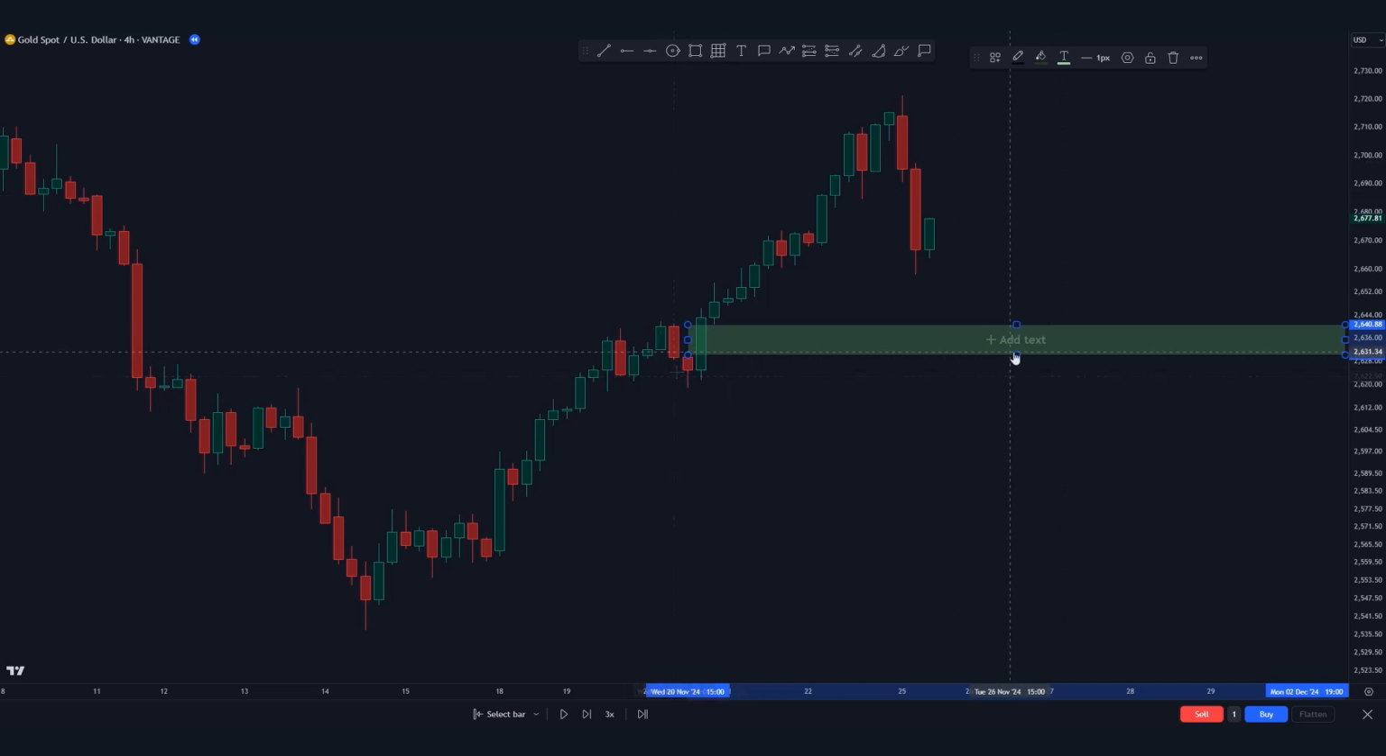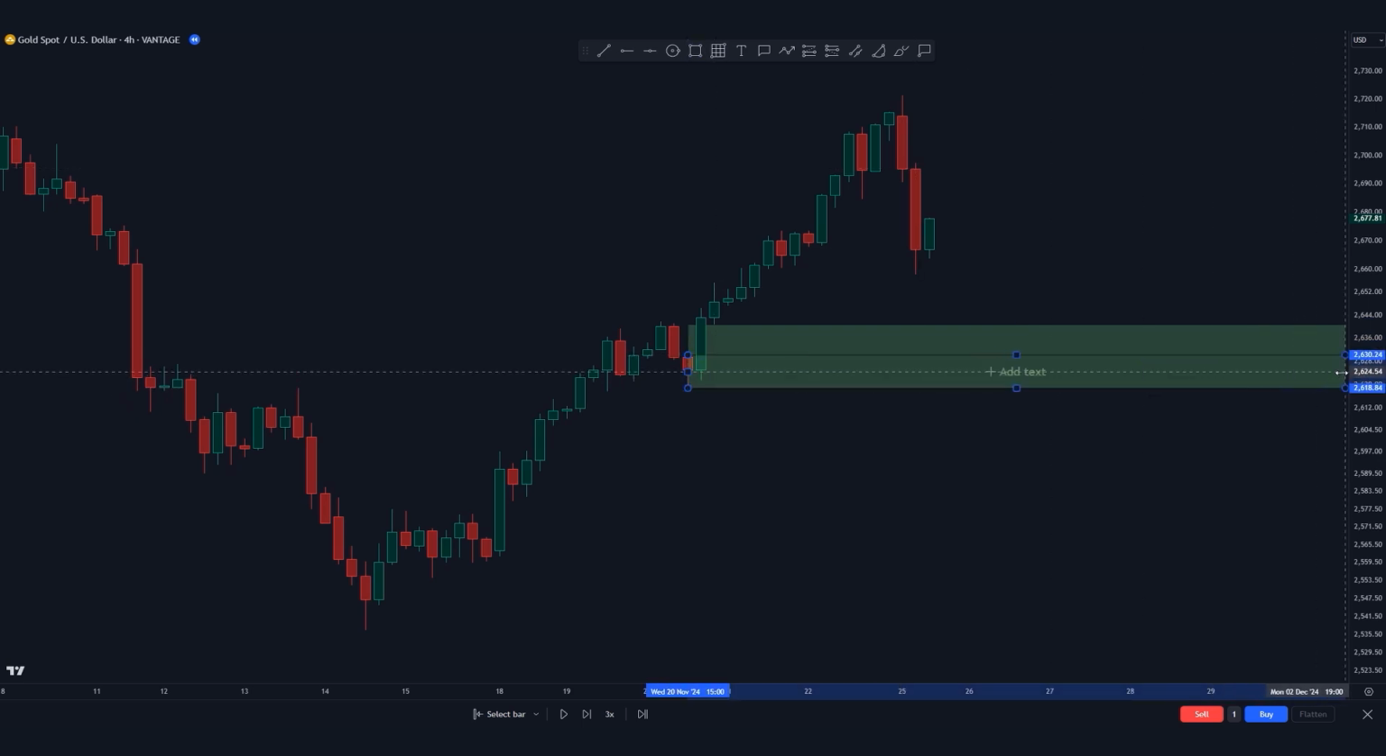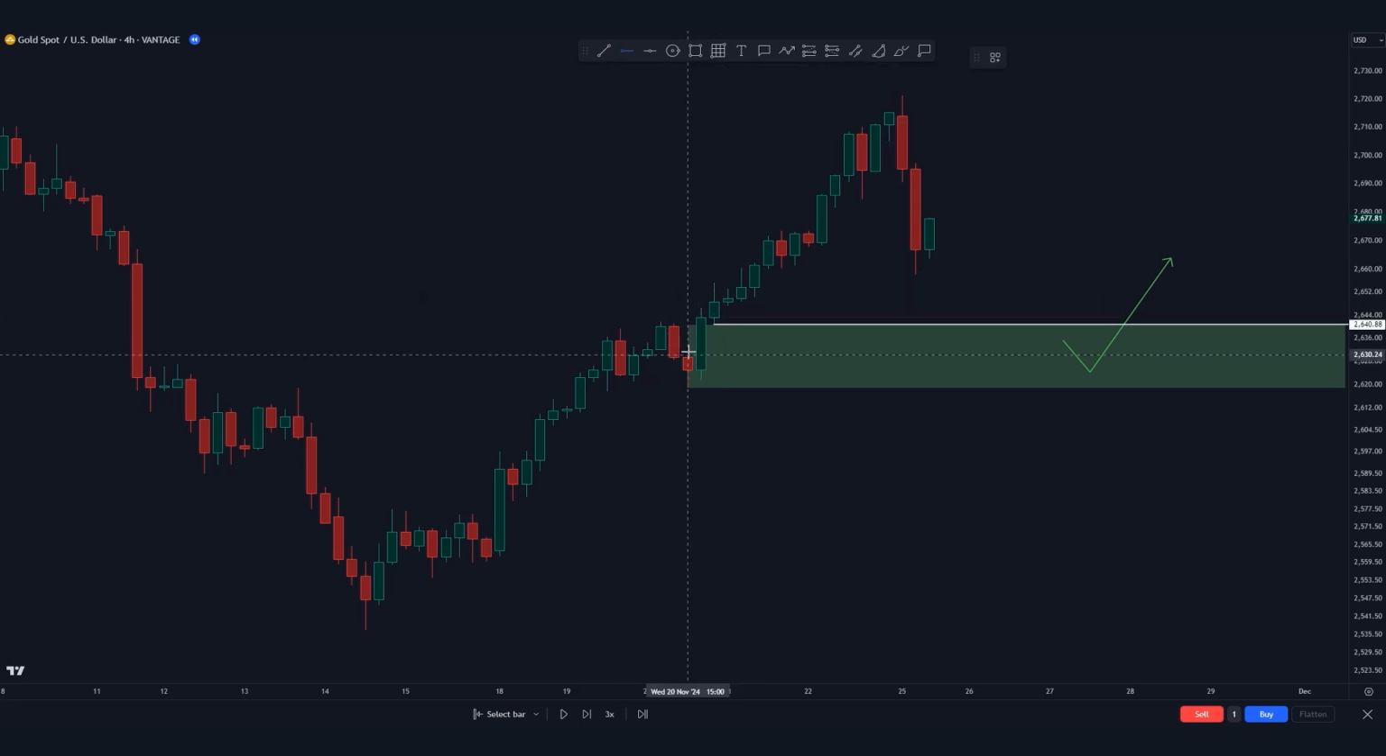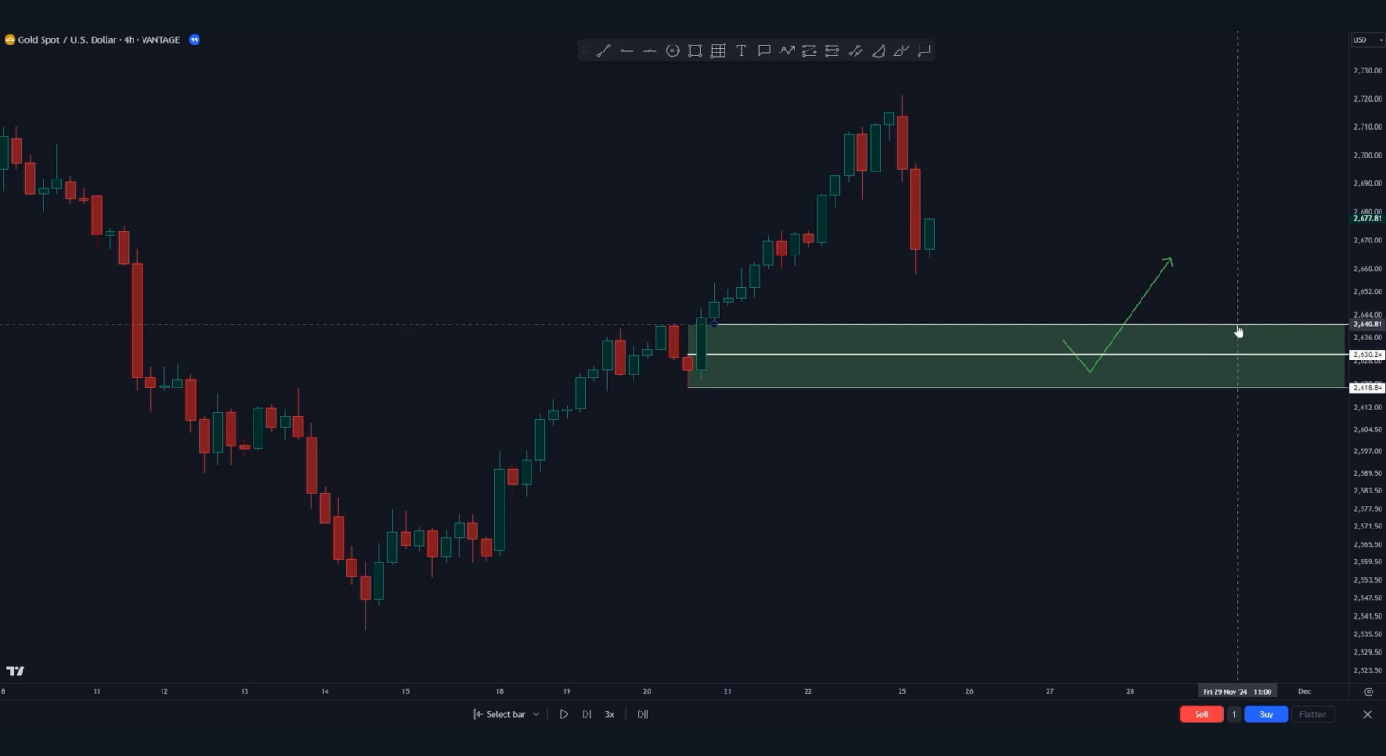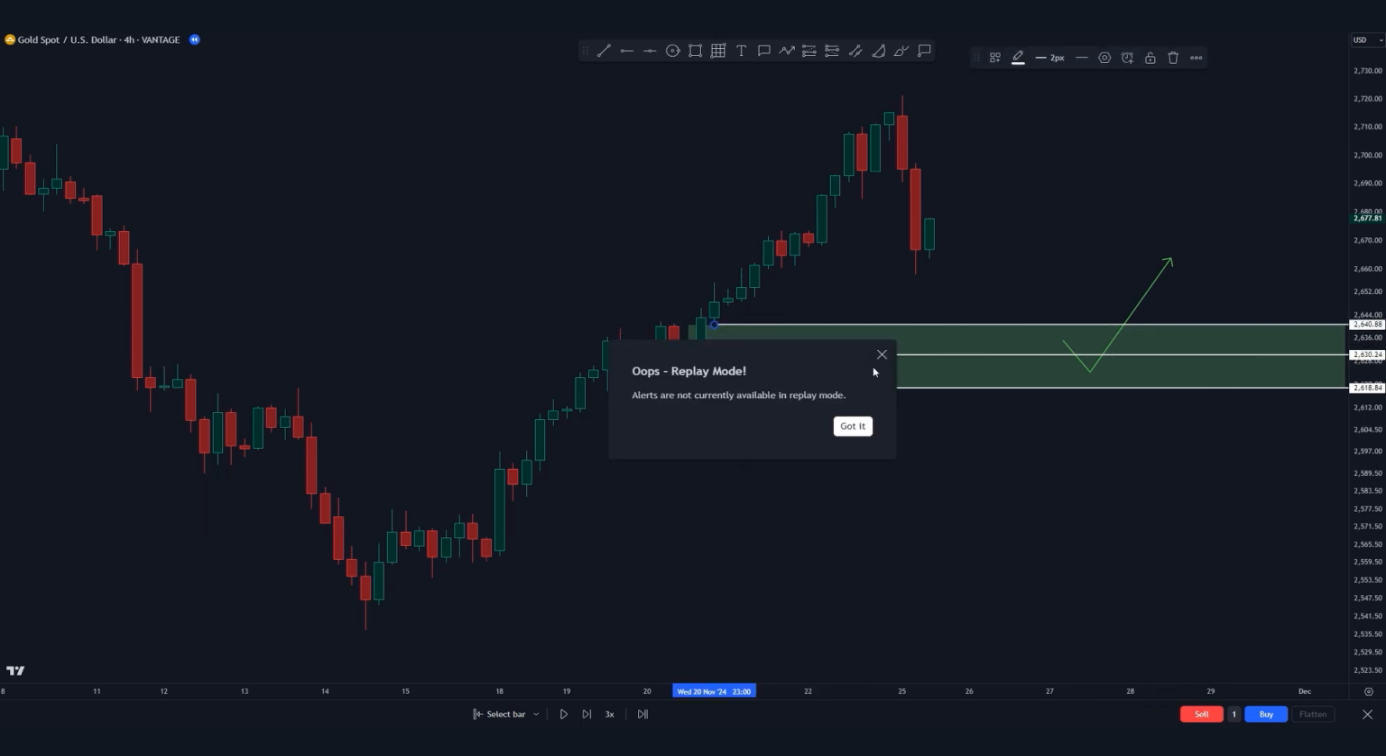First, we identify the supply and demand zones formed by imbalance movements on the chart. These zones typically have a higher probability of reversal. Generally, I set up alerts for price gaps and supply and demand zones, so no matter where I am or what I'm doing, I will be notified immediately when price reaches the right entry position.